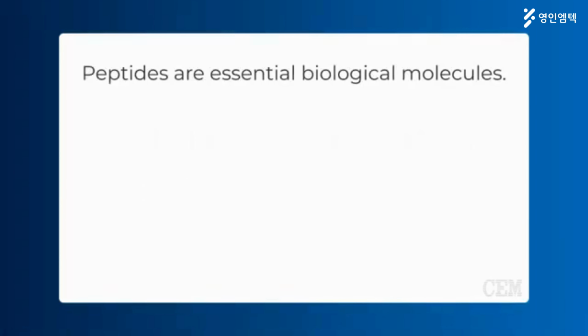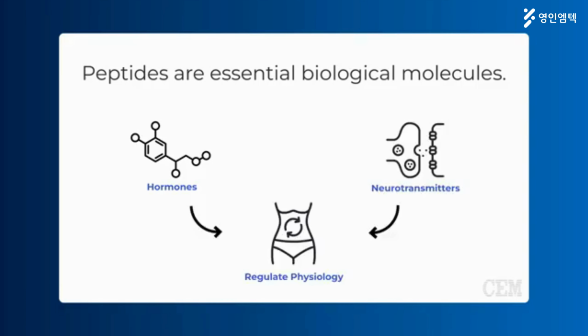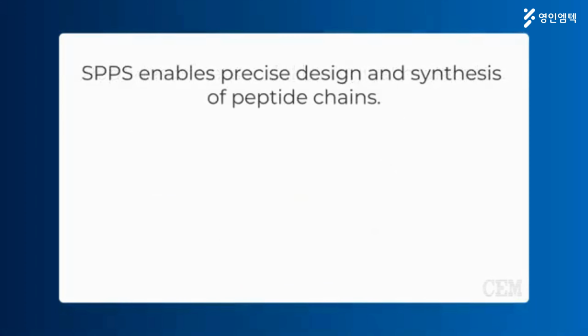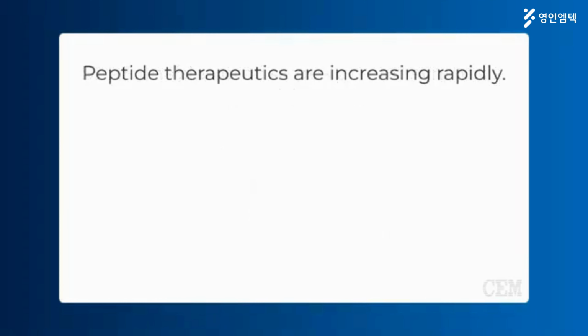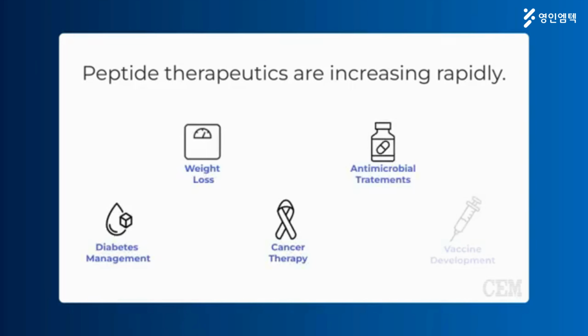Peptides are essential to biological processes, acting as hormones, neurotransmitters, and signaling molecules that regulate vital physiological functions. Their therapeutic potential has spurred advancements in solid-phase peptide synthesis, SPPS, a technique that enables precise and efficient production of complex peptides. SPPS has revolutionized medicine, research, and biotechnology, paving the way for novel peptide-based therapies and scientific discoveries.